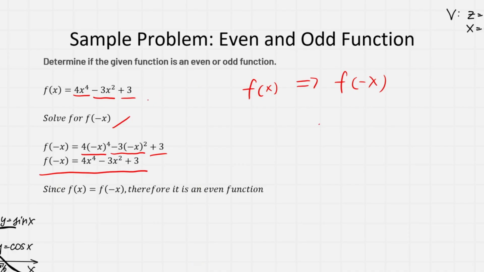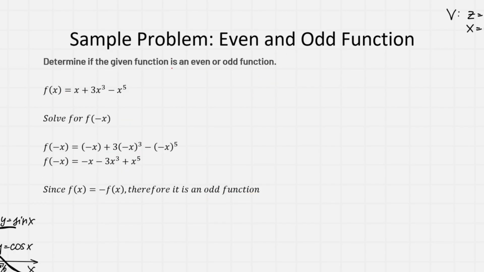And as you can see here, your f of x is similar to f of negative x. If that condition is true, therefore your function is even. Okay. It is an even function. Again, if your original function, which is f of x, is equal to f of negative x, okay, therefore the given function is an even function.